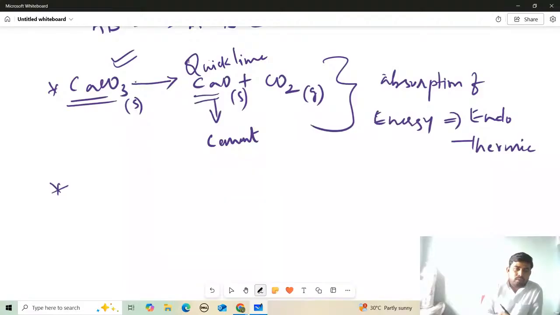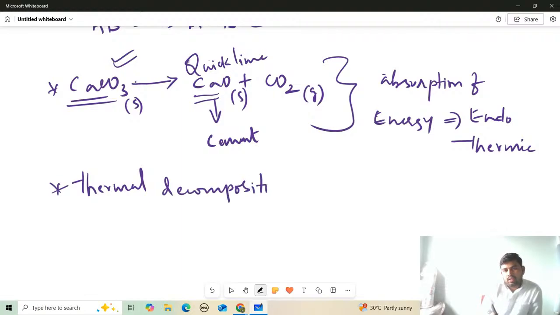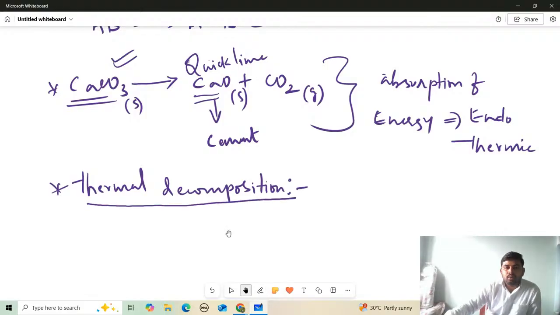The first one is thermal decomposition reaction. Thermal decomposition means this reaction takes place by the absorption of heat energy. Just remember.